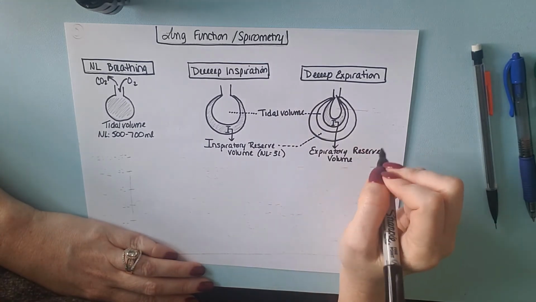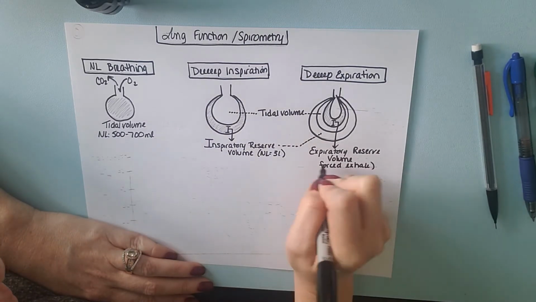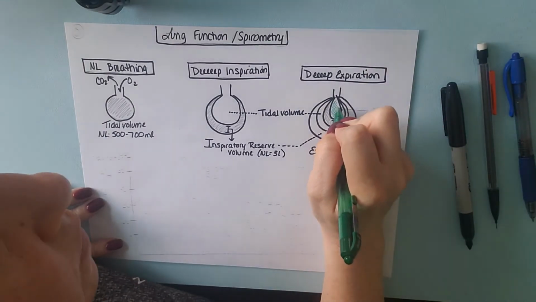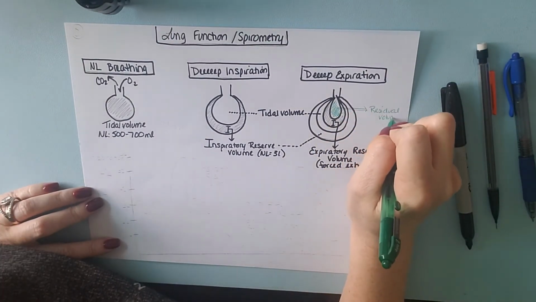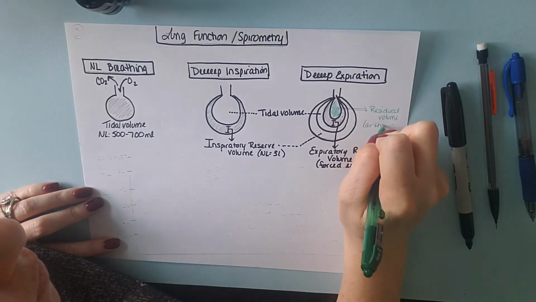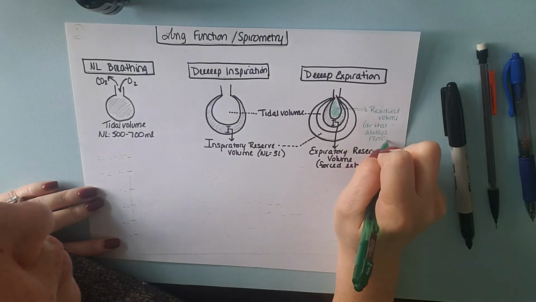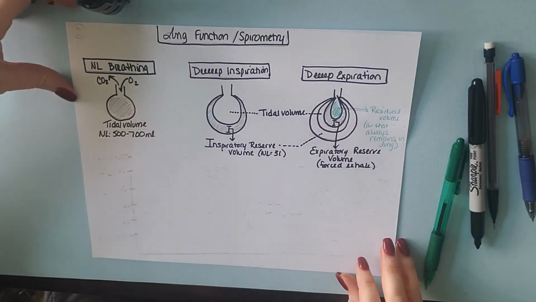Imagine blowing out 100 candles. Now you see there's this little area left in green. That is the residual volume. That's air that just stays there. It never really goes away. So you always have a little bit of air in your lungs.